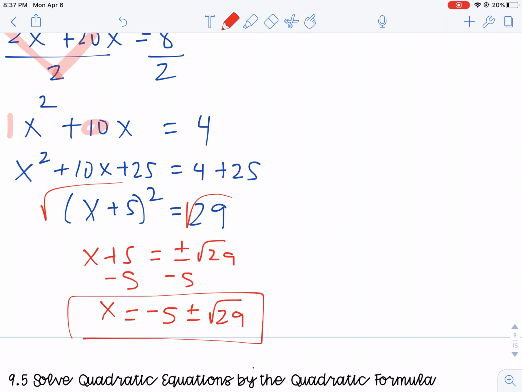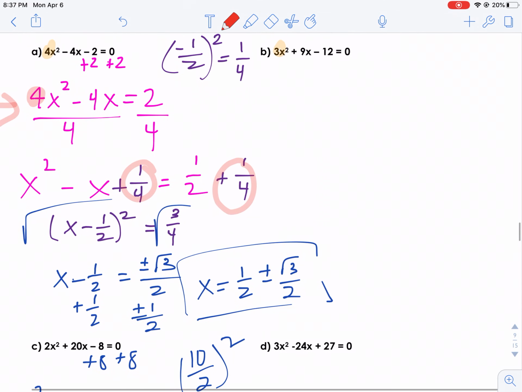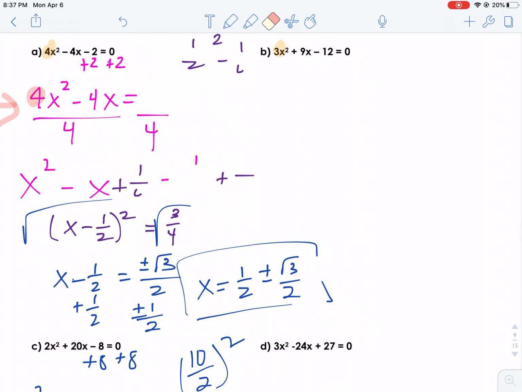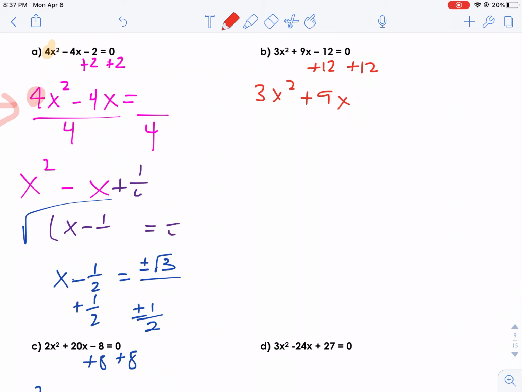Okay, all right, I'm going to do one more. I'm going to do B. D follows the same pattern. B is one with fractions, so we'll practice that one. Clean some of this up. All right, in B we have the same type of setup, so we have to make sure that we're getting the 12 onto the other side. Okay, so we have 3x squared plus 9x equals 12. We cannot have that 3 there, so we need to divide both sides by 3.